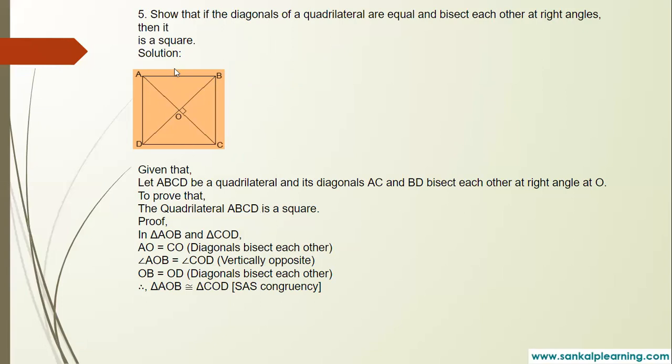Yes, next one. So it is like the previous one. Show that if the diagonals of a quadrilateral are equal and bisect each other at right angles, then it is a square. See, in the previous sum, you proved that in a square the diagonals are equal and bisect at right angles. So here it is the vice versa. Right angles and both are equal, they are telling. You have to prove it is a square.